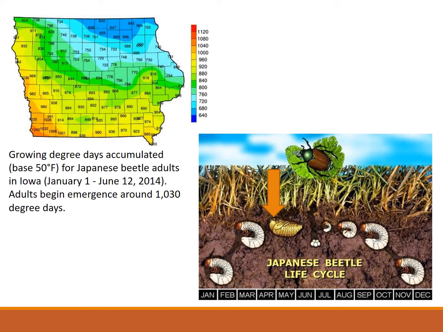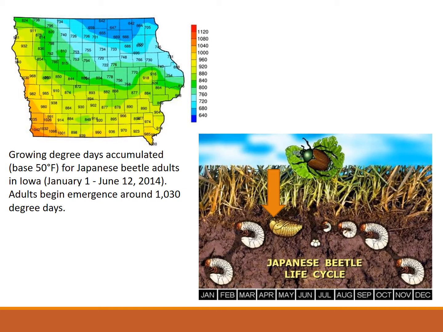Up in the upper left-hand portion, you're looking at a map of the state of Iowa that's showing when different growing degree days were reached. They kept track of growing degree days from January 1st through June 12th, and this was back in 2014. They discovered that it took 1,030 growing degree days to accumulate before the adult beetles emerged from the soil. When you reach 1,030 growing degree days depends on where you are in the state of Iowa.